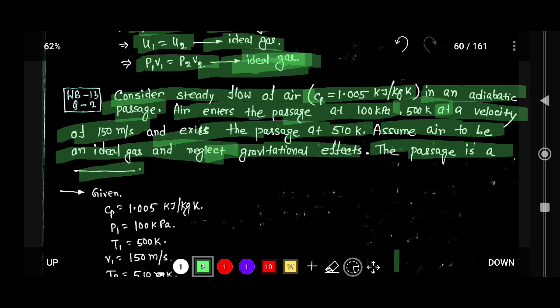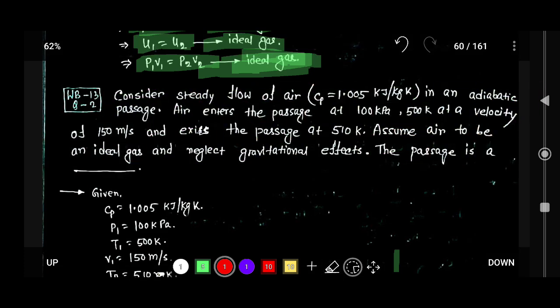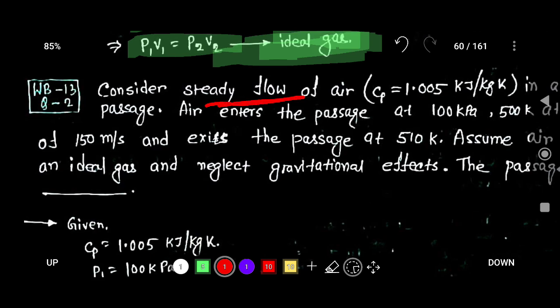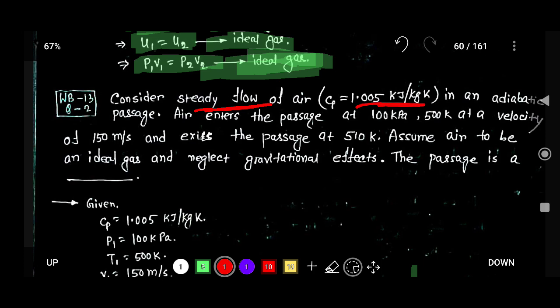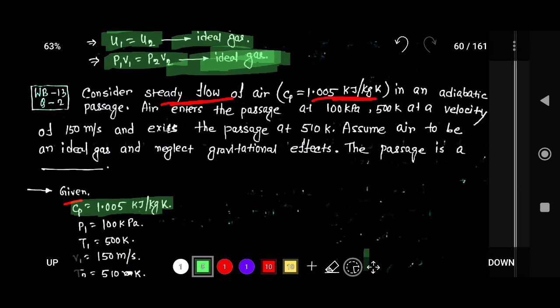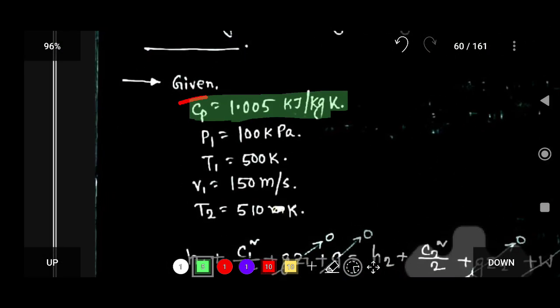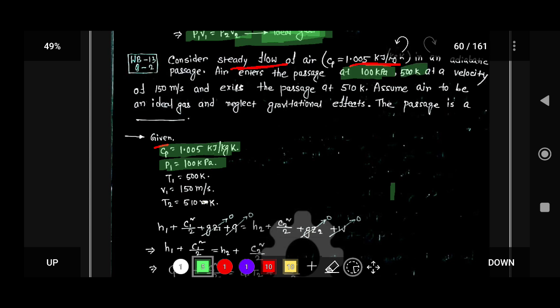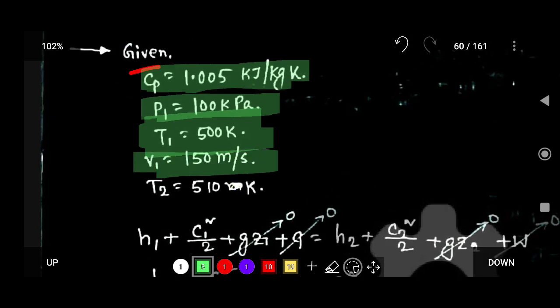Here this is steady flow. So in this question there is a steady flow, which means the steady flow energy equation is applicable. And for air, that is why the Cp value is given: Cp equal to 1.005 kilojoule per kg Kelvin. The initial pressure is also given, 100 kilopascal, and the initial temperature is 500 Kelvin, and the initial velocity is 150 meter per second.